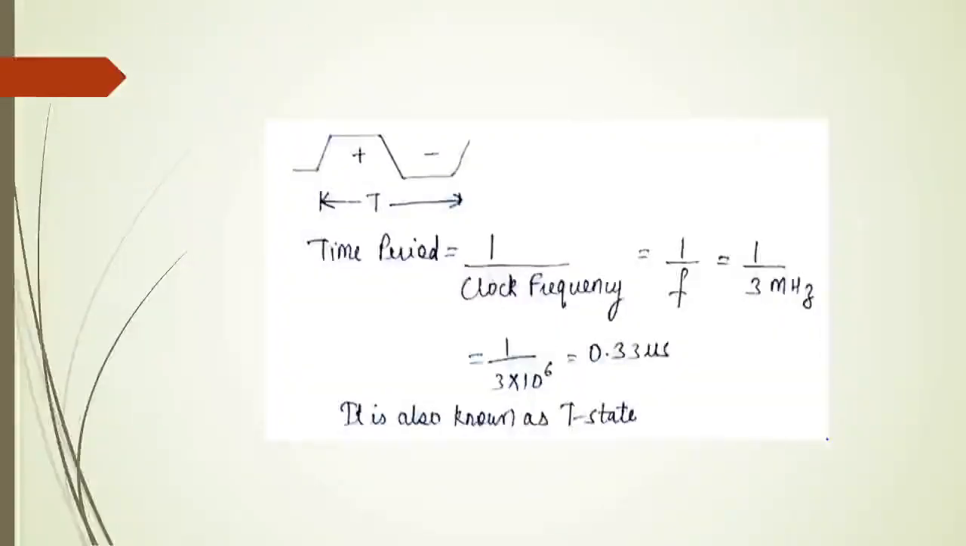Now we will see about the time period. This is already mentioned in my previous video that this clock signal is a practical clock signal. This practical clock signal will have a time period, and the time period will be equal to 1 upon clock frequency. As you know, 8085 has a clock frequency of 3 megahertz. So if you put that frequency as 3 megahertz, then the time period will be 0.33 microseconds, and it is also known as a T state.